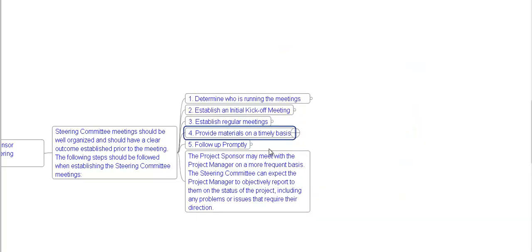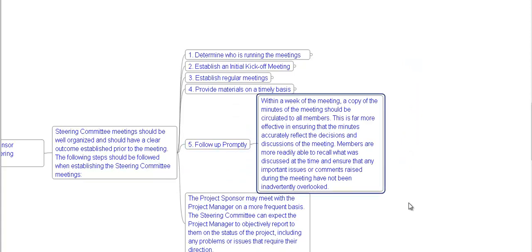Follow up promptly. Within a week of the meeting, a copy of the minutes of the meeting should be circulated to all members. This is more effective in ensuring that the minutes accurately reflect the decisions and discussion of the meeting. Members are more readily able to recall what was discussed at the time and ensure that any important issues or comments raised during the meeting have not been inadvertently overlooked.